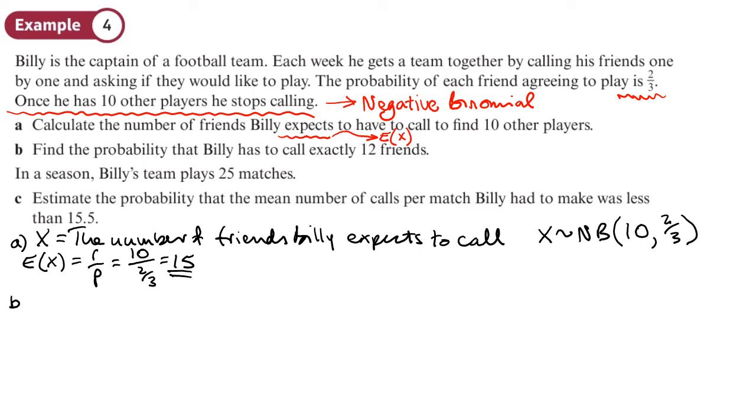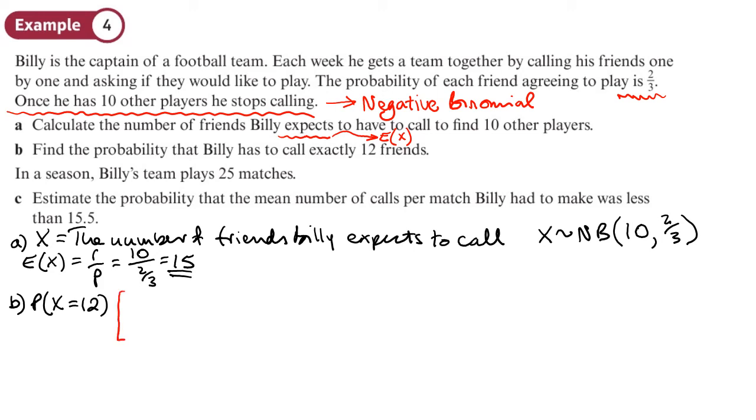Part B says find the probability that Billy has to call exactly 12 friends. So we want to find this, the probability that he has to call exactly 12 friends. Now we've got a formula for this, and I'll write the formula down. Let me write it in red.